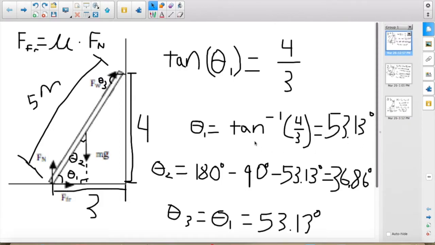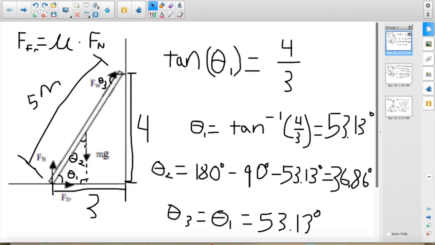Now, you might be more used to calling this arctangent in your math class. Arctangent and this tan to the negative 1 are the same thing. They're both the inverse tangent. It's important to note here that the power of negative 1 is not the same as saying 1 over the tangent of 4 over 3. So I think that can get a little confusing. All right, so there's theta 1.